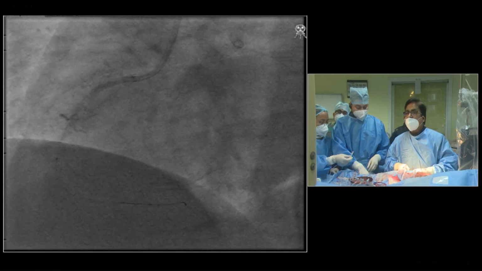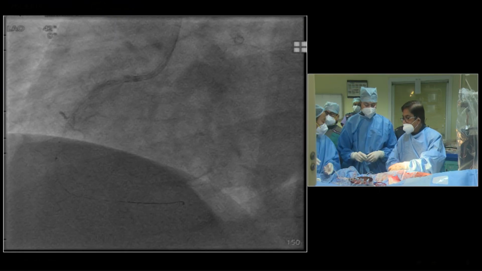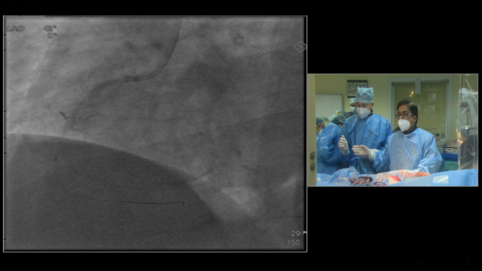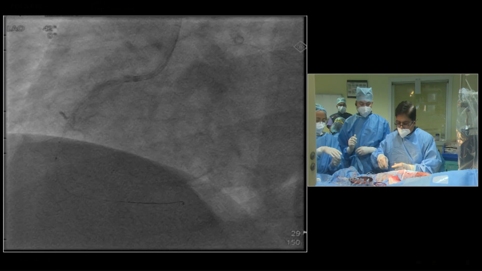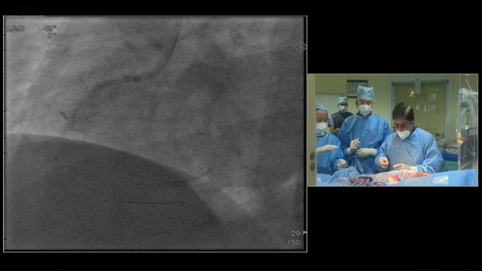Okay. Now give me the wire. Give me a Sion wire. If it is patent, Sion will go. You should explain that there are two markers, the proximal and the distal marker. Yes, the distal marker.